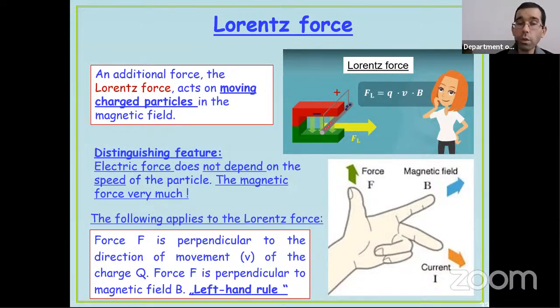This is supported by the so-called left-hand rule. Here, in the case of the left-hand rule, you obviously have to use your left hand. The middle finger shows the direction of the velocity of the particles, so the direction of the current. Your pointer finger shows the direction of the magnetic field, and your thumb will point in the direction of the magnetic or Lorentz force.